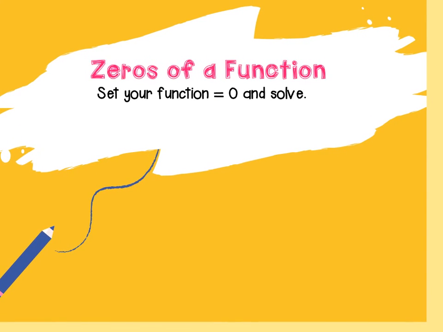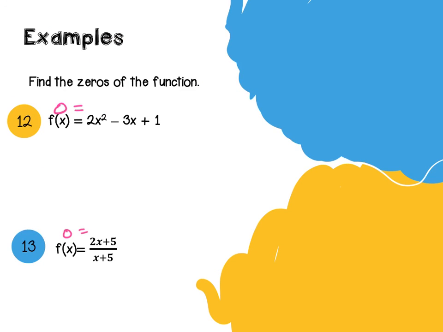Okay, zeros of a function. To find these, we just set our function equal to 0 and solve. So the good news is we have done this before. Find the zeros of the function. So f of x equals 2x to the second minus 3x plus 1. I change f of x to be 0, so I get 0 equals 2x squared minus 3x plus 1. And then let's see if we can factor it.